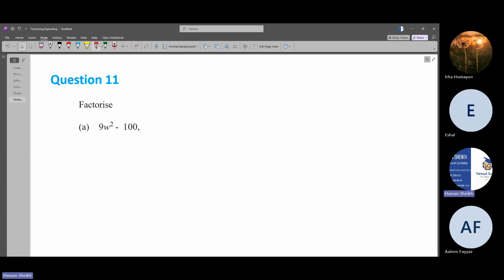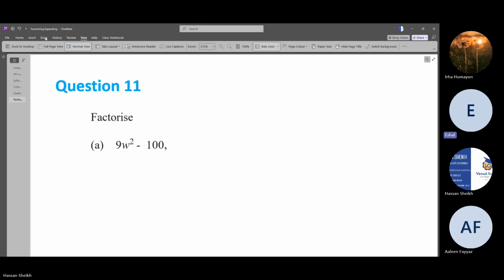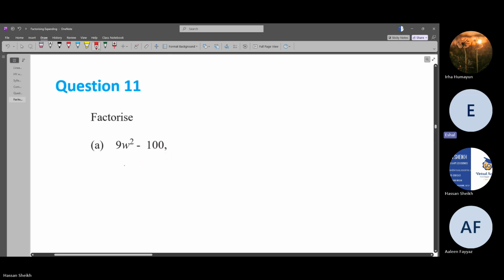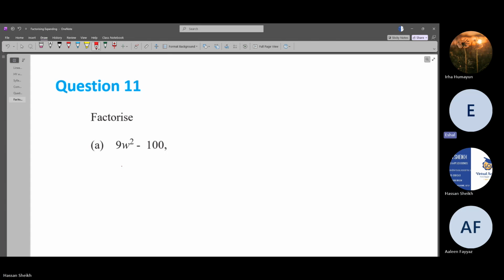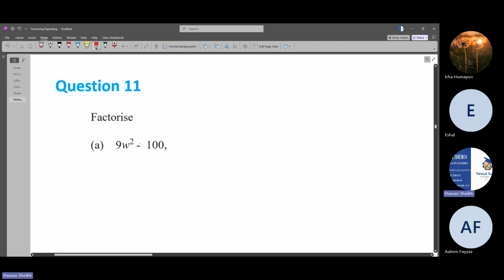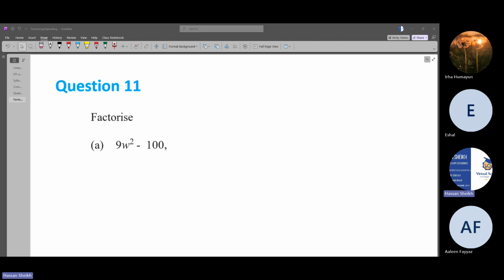What about this one? How will you solve this one, Ishal? First we're going to take out the common, but w is not going to be common because 100 doesn't have it. There is nothing common between these two terms, so it's 9w square minus 100. So what do we do now? Leave it as there's nothing common? No, but they say factorize it. Ali, how will you solve this one?